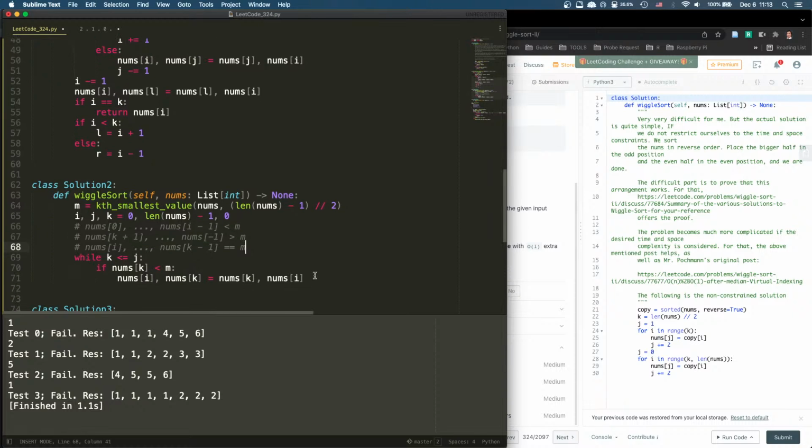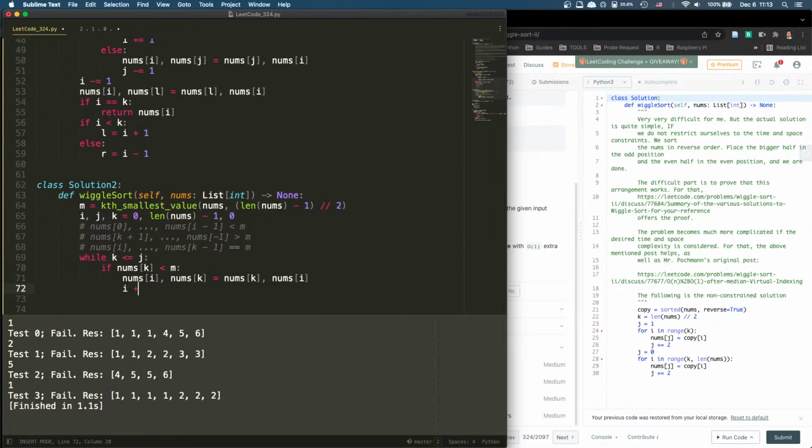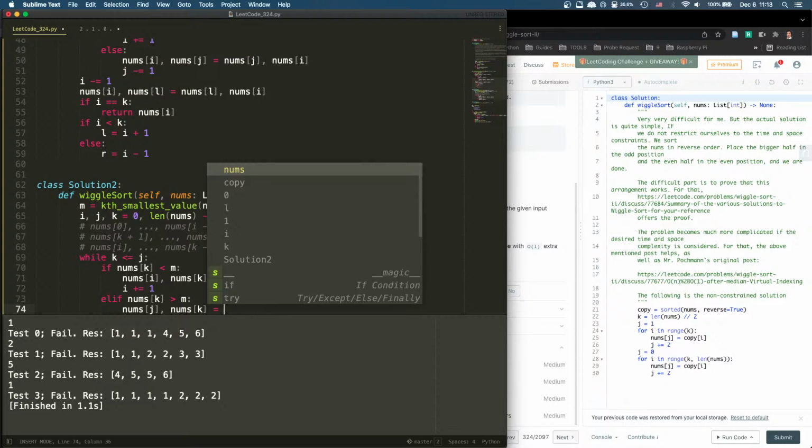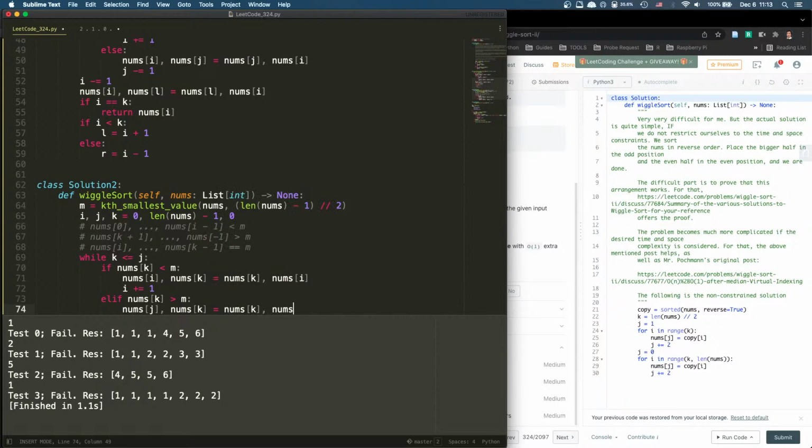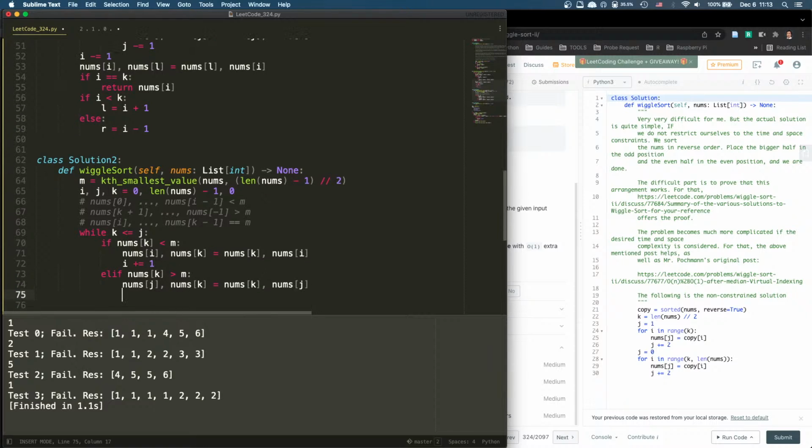So if this is this, and then we swap, but now from 0 to i are smaller than m, therefore I need to plus equal 1, right? Else if nums k is larger than m, right? So we have larger than, then we're going to swap nums j, so move the j here, nums k equal to nums k and nums j. So we swap, and after swap, from k to the end, no, hold on, not k to the end. This is not k, this is j. From j to the end are larger than, so j need to minus equal 1.